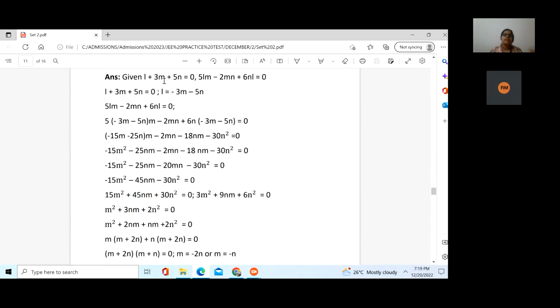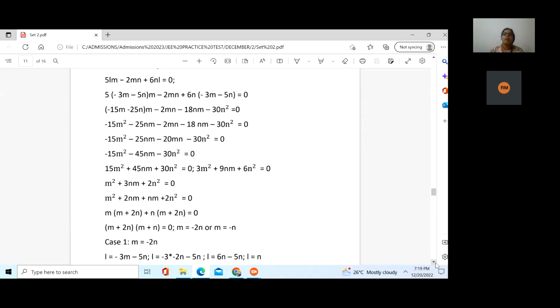These are the two equations given in the question: l plus 3m plus 5n equal to 0 and 5lm minus 2mn plus 6nl equal to 0. From the first equation, I'll be able to segregate l, substitute it, and come up with an equation from which I can get two solutions for m: m is equal to minus 2n and m is equal to minus n. Once I have these two values, I understood that there are two cases in which I have to work.